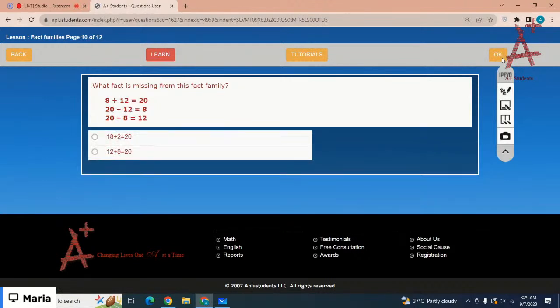What fact is missing from the fact family? Which is the correct option? Yes, that would be the second one, because the numbers involved are 12, 8 and 20. So that would be the second option.